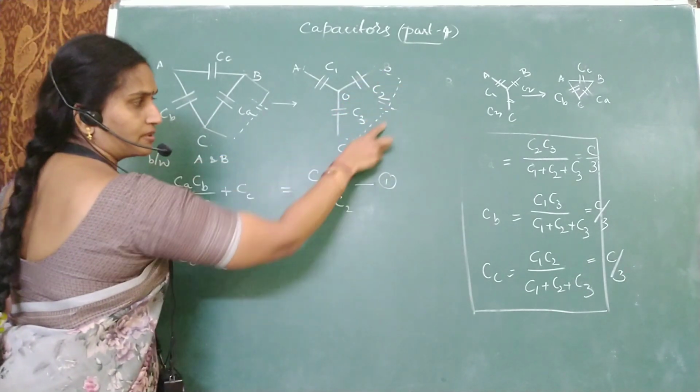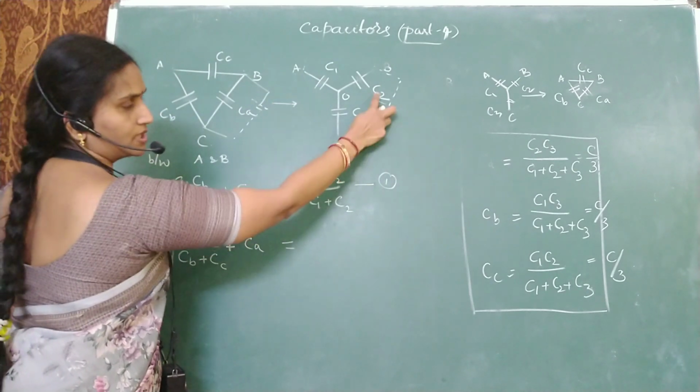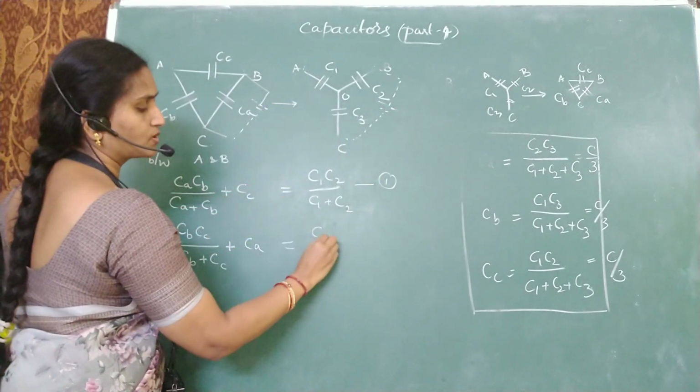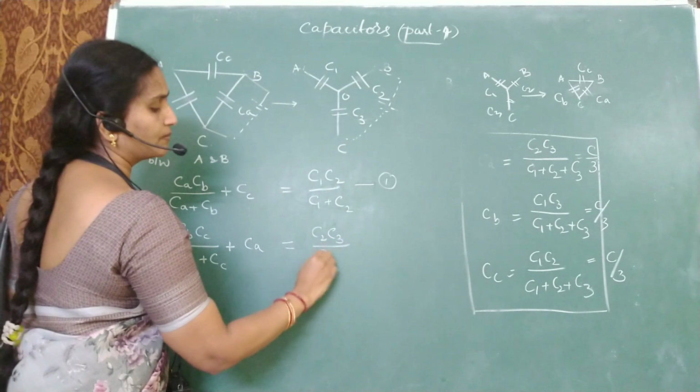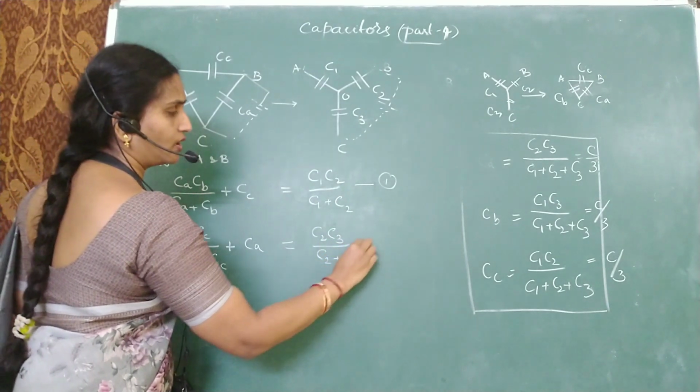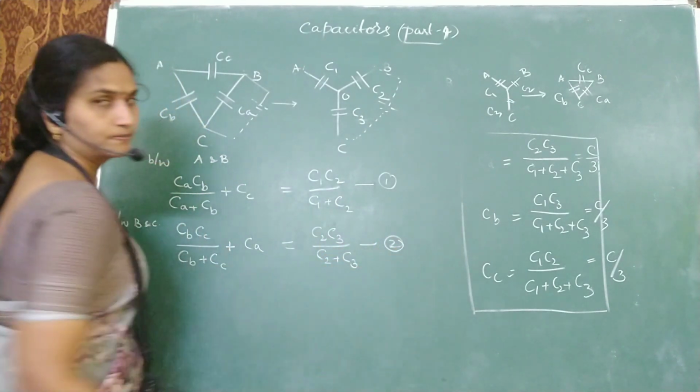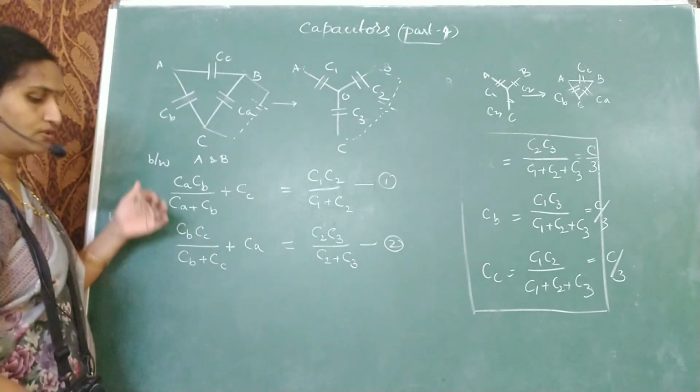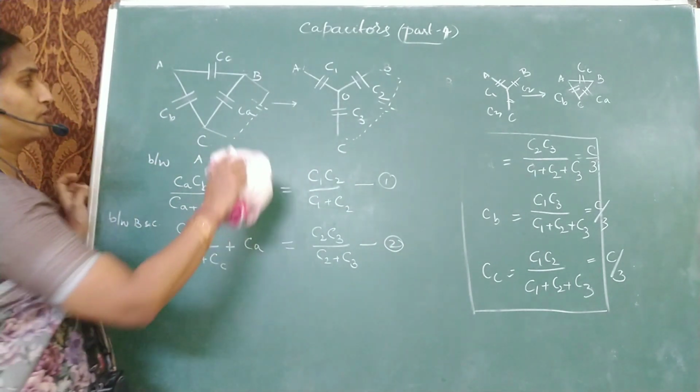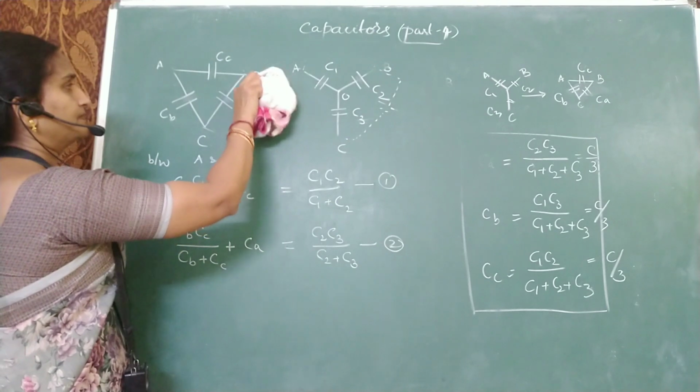Now if I connect a battery between B and C in the Y network, this is open. C2 and C3 are in series, so C2 into C3 by C2 plus C3. Call this equation 2. Now the last one, hope you understood how to write it. So where should we connect the battery between?